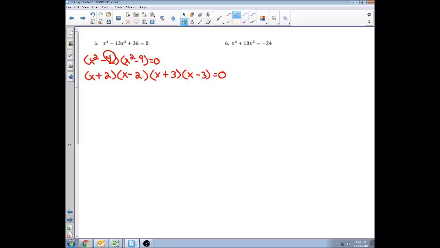Can any of those be factored any further? No, they cannot. Are any of those happening more than one time? No, they're not. But what I will do then is just set them each equal to 0.